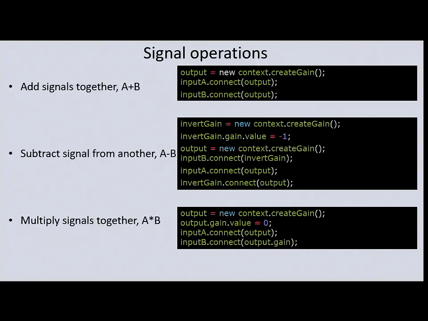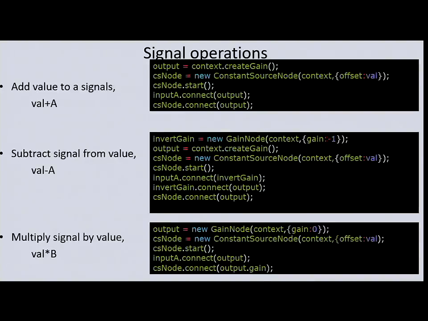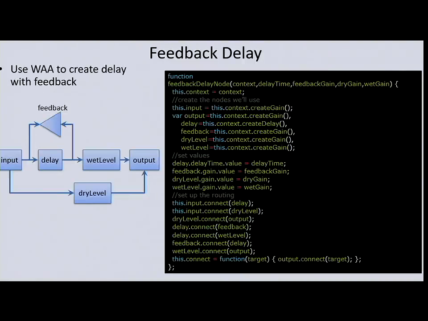Multiplying two signals together, you have a gain node, so it has a signal, it has the gain applied to that signal. It doesn't matter which signal is which, but they end up multiplying together. So take two inputs and connect them to a gain node, one as the main signal, the other as the gain on that node. Similarly, with using the constant sources, you can add constant values and subtract constant values, multiply them as well, same idea. So to do something a little more complicated, this is an example of an audio effect.